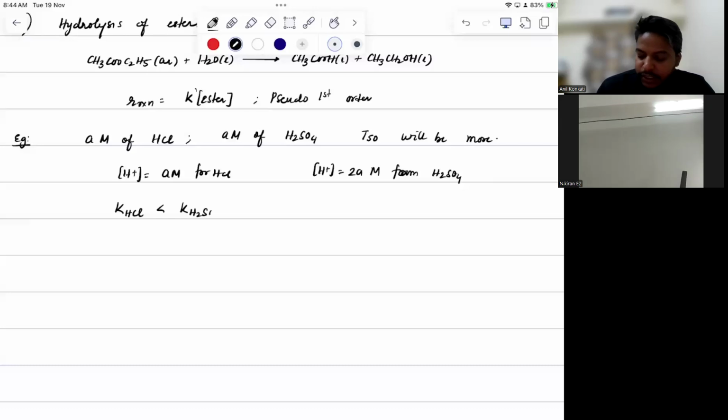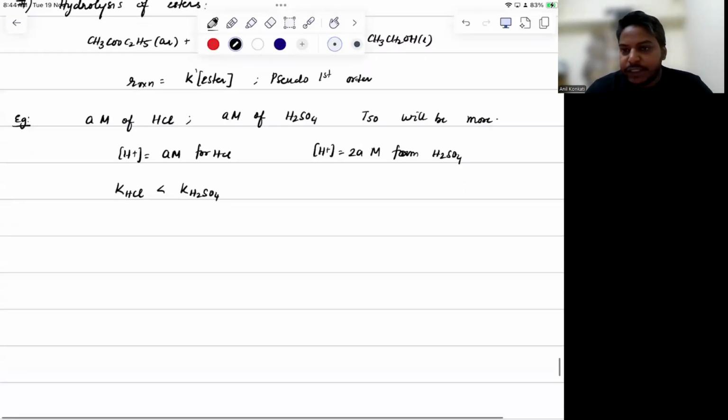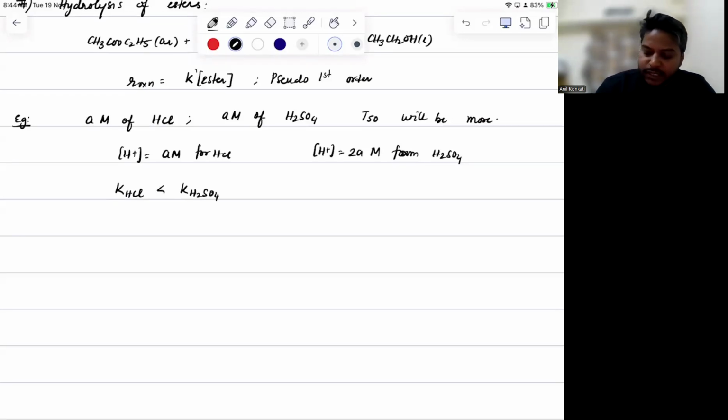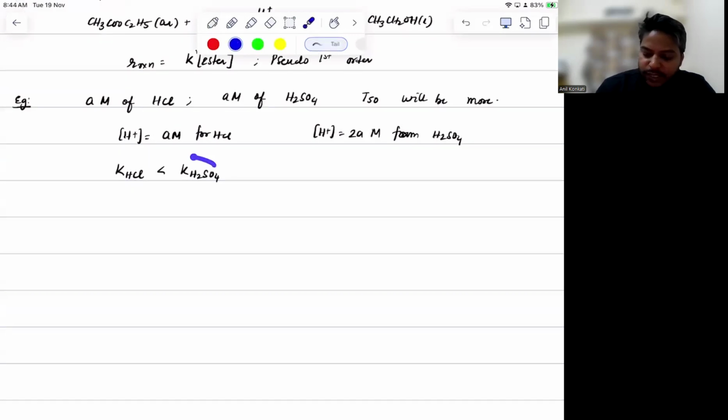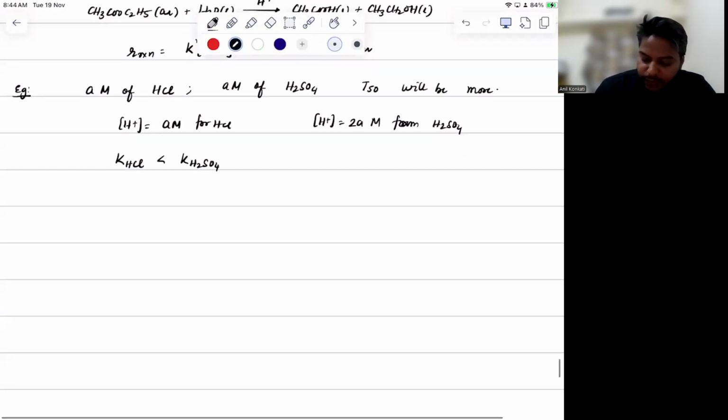Higher the concentration of the catalyst, see, anything which is acting like a catalyst will always influence the K value. That we learn in the Arrhenius equation. But remember for now that as the catalytic concentration increases, the K value will always increase. So K of HCl will be less than the rate constant of H2SO4. So in that case, because T half is inversely proportional to K, T half when HCl is used will be greater than T half when H2SO4 is used. Got it?